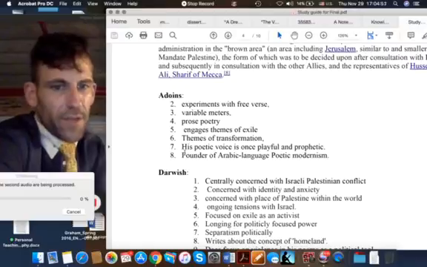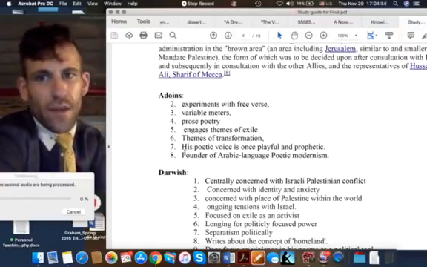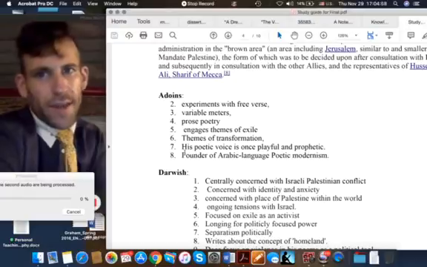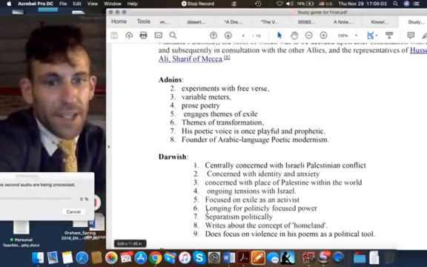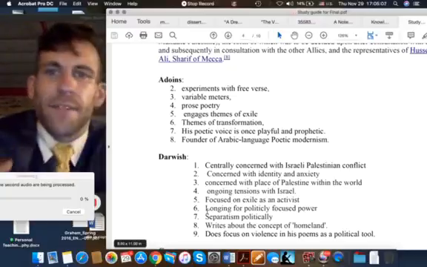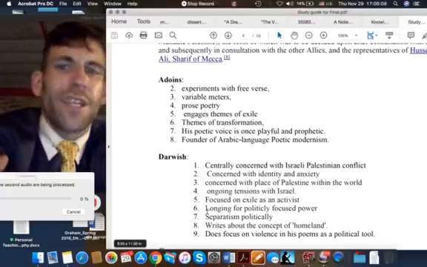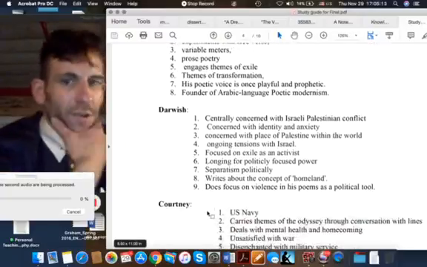He writes about the concept of homeland in a way that is anti-Israeli occupation, he calls it a lot of times, anti-Israel's existence a lot of other times, right? He focuses on violence in his poems and uses these poems and this violence as a political tool. So you'll see a lot of times violence in his poetry is being used for political ends, or the poetry itself is being used for political ends. That's how you tell it's Darwish's poetry, right?